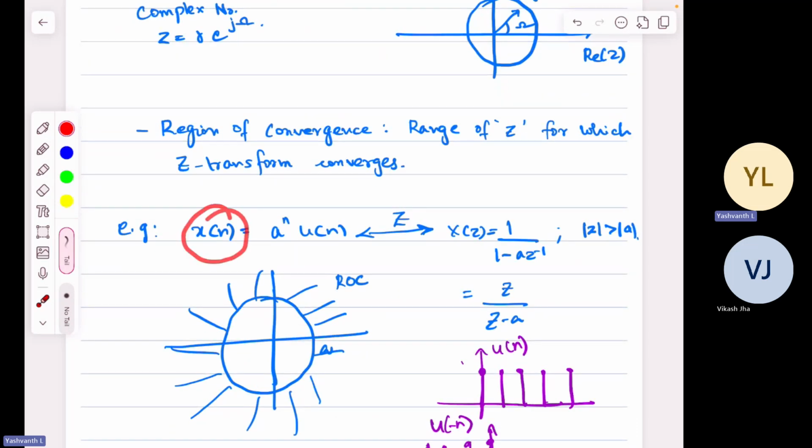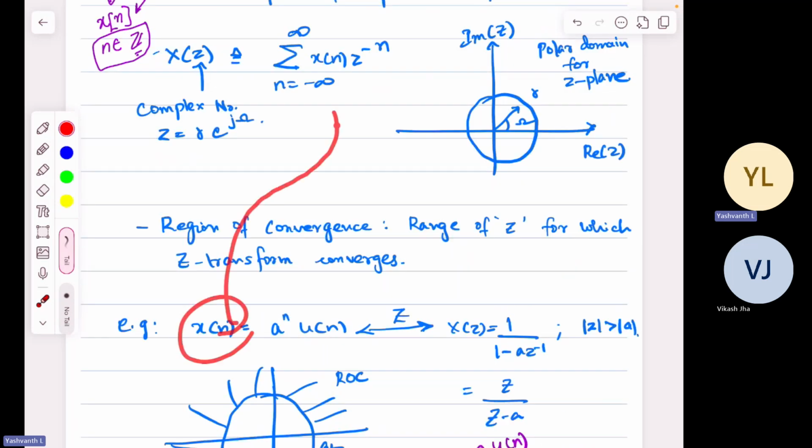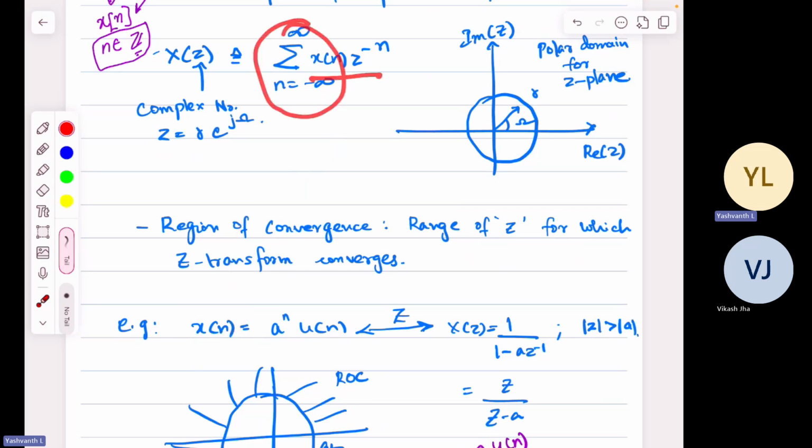Let's say x of n is a discrete time signal, a power n u of n. Now you can use this x of n in the above expression, and using the properties of series, it will turn out to be an infinite geometric series.